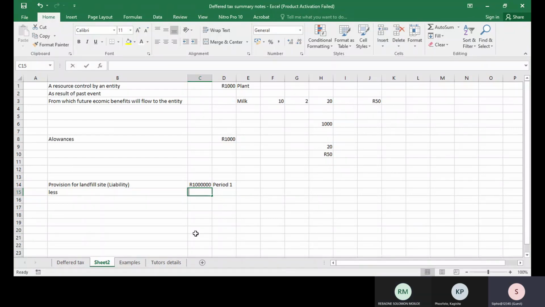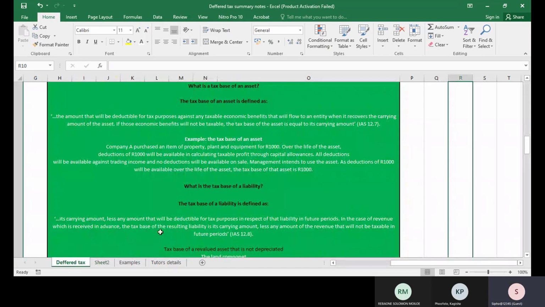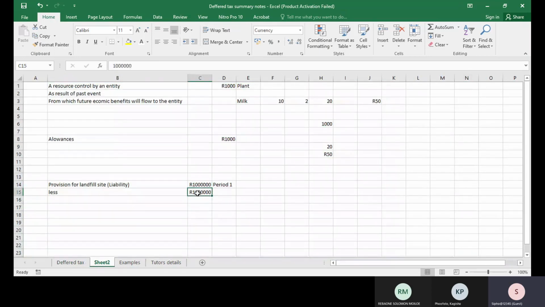Thanks actually for that feedback, because a lot of people get this thing wrong. So it's the same carrying amount. Because when you read, it says carrying amount less any amount that will be deductible for tax purposes in respect of that liability in future periods. So is this carrying amount less any amount that SARS will give you as a deduction when you incur that liability, which is the same carrying amount, because SARS won't give you a deduction now, but he will give you a deduction in 20 years' time, when you actually incur the liability, right?